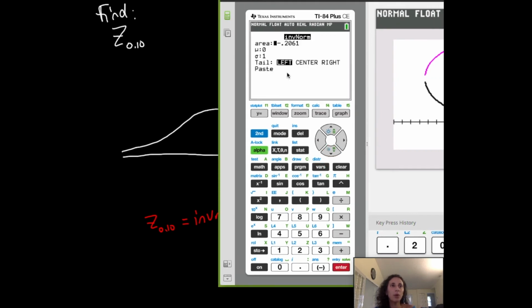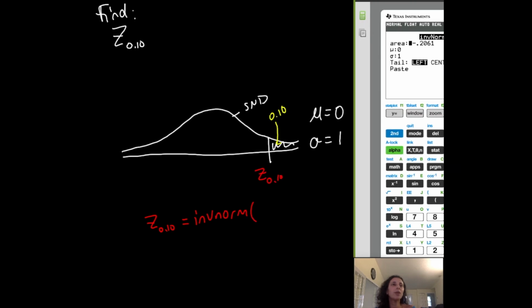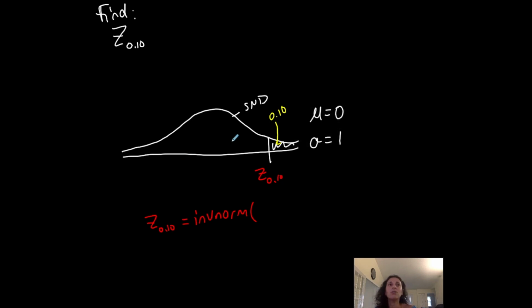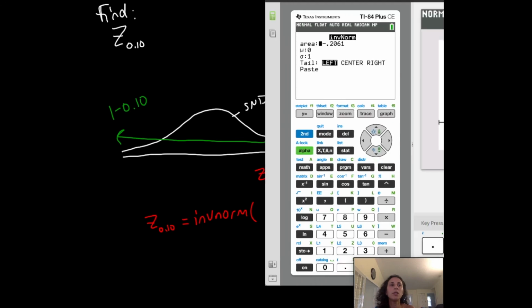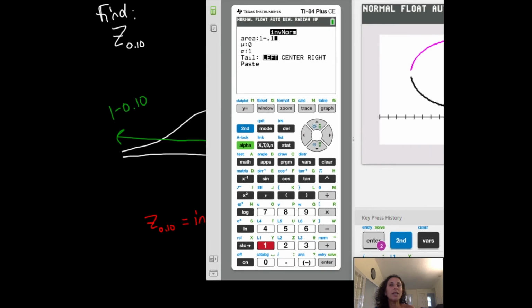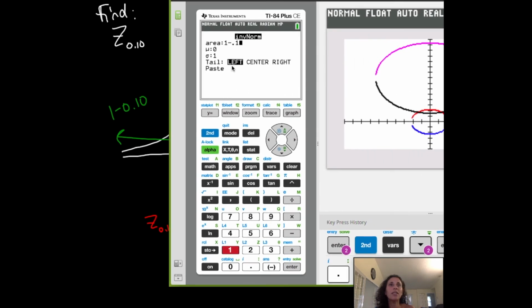Again, remember, I'm going just with area to the left. Now, do I know the area to the left? I know the area to the right is 0.1. So what is the area to the left? It's 1 minus 0.1. So let's input 1 minus 0.1 here. Okay, 1 minus. Because I'm always inputting here area to the left, right? Not everybody has this part. So we're going to go always with the left. Enter.